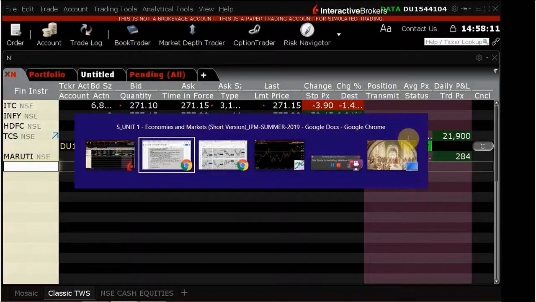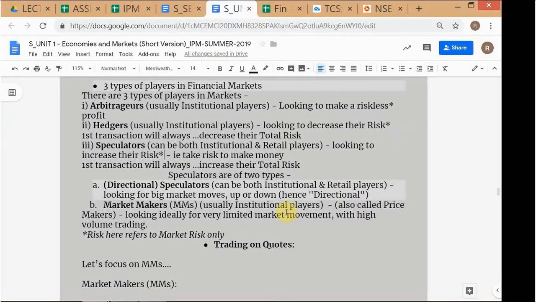The arbitrager doesn't want to carry any of this risk. He wants to lock in riskless profit. We'll understand how this happens later, but first understand the concept: arbitrage is the guy who doesn't want to take any market risk. He wants to lock in a profit without taking any market risk.